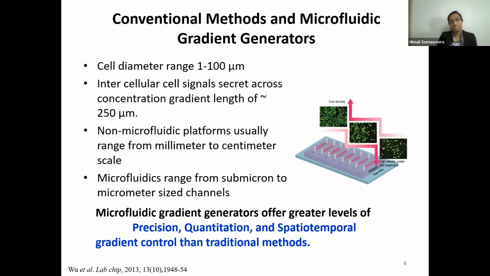So there are several advantages to using microfluidic gradient generators over the conventional methods. The conventional method we know is the 96-well plate. If you want to test different concentrations, you can only test 96 concentrations at a time. Also it consumes more fluid, and you need a lot of yield and drugs to test on cells.